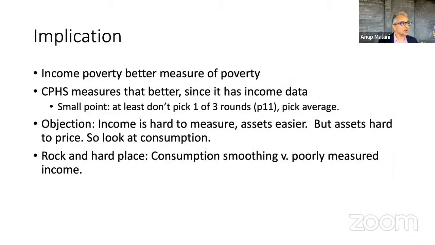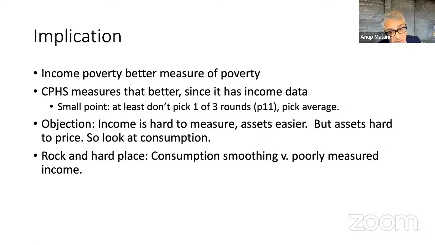Okay. All right. So maybe income poverty is a better measure of poverty in a context where you can smooth. It could be, you could argue that CPHS measures that better since it has income data. There's a very small point I'm going to make: NSS covers a whole year. To get that for CPHS, you have to take 3 rounds. A round is 4 months. And if I understand correctly, the authors randomly pick for each household one of those rounds. In fact, maybe it's better just to take an average of it, at least. That's a small nitpick.